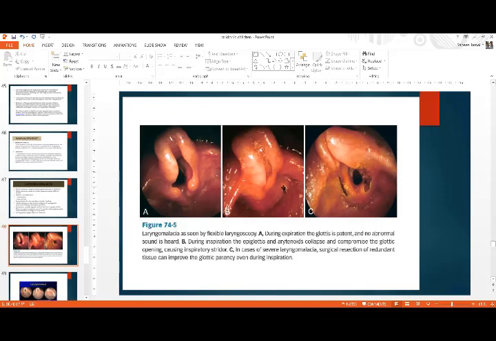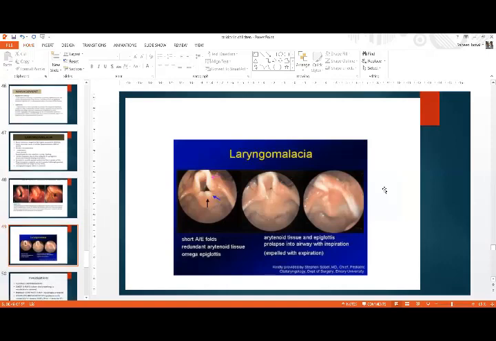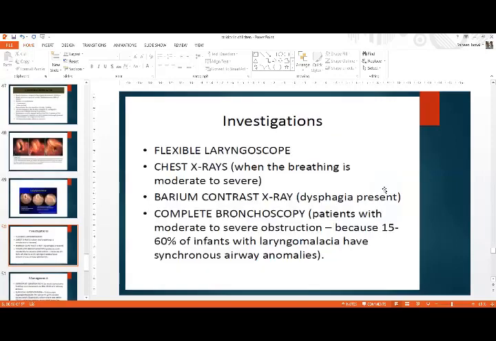In case of severe laryngomalacia, surgical resection of redundant tissue can improve the glottic patency even during inspiration. Now, how will you investigate? Flexible laryngoscopy, chest X-ray, contrast X-rays, and rigid bronchoscopy.